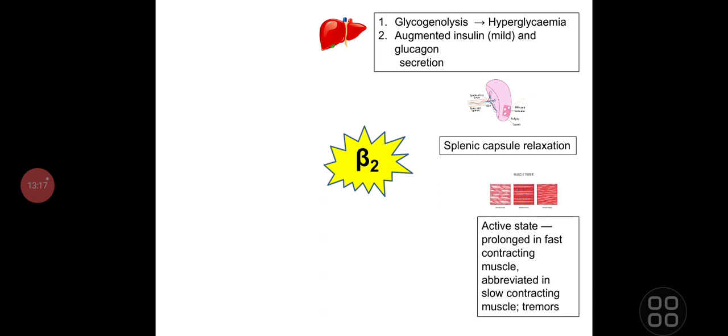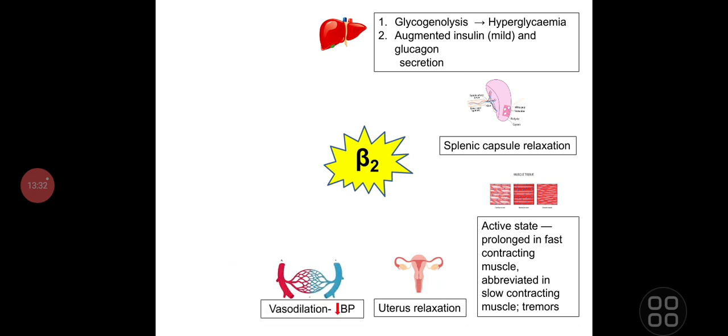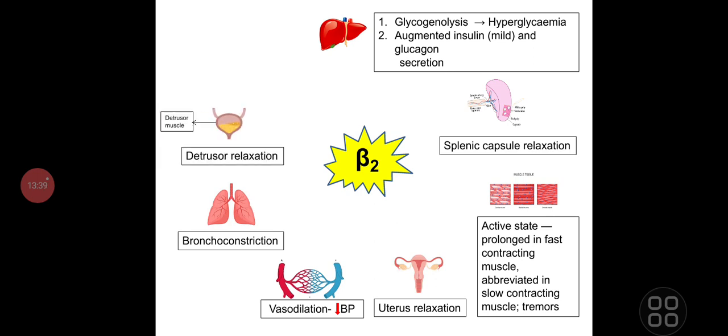In muscles, in an active state, it prolongs the fast contracting muscle and abbreviates the slow contracting muscle, and also leads to tremor. It causes uterus relaxation, vasodilation, bronchodilation, detrusor relaxation, and intestinal relaxation.